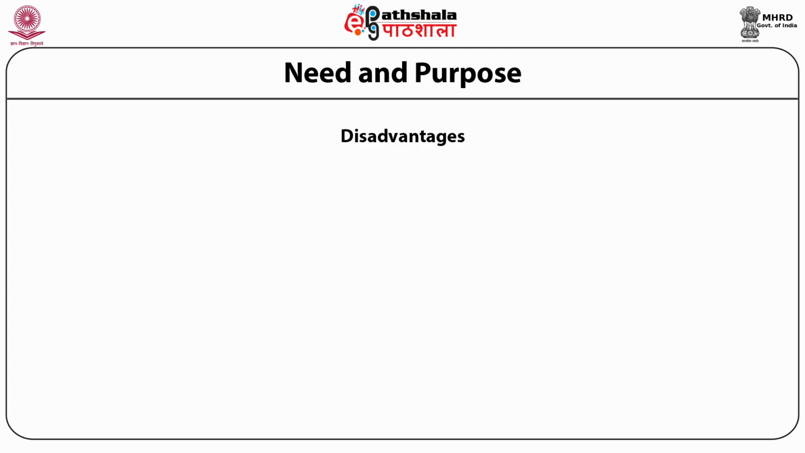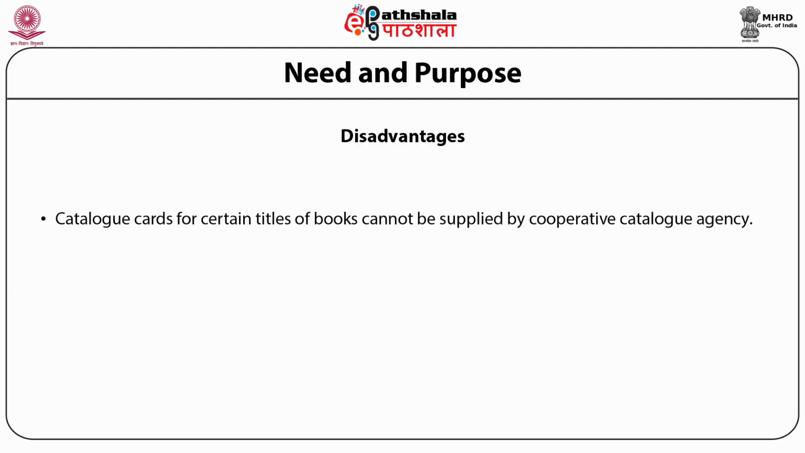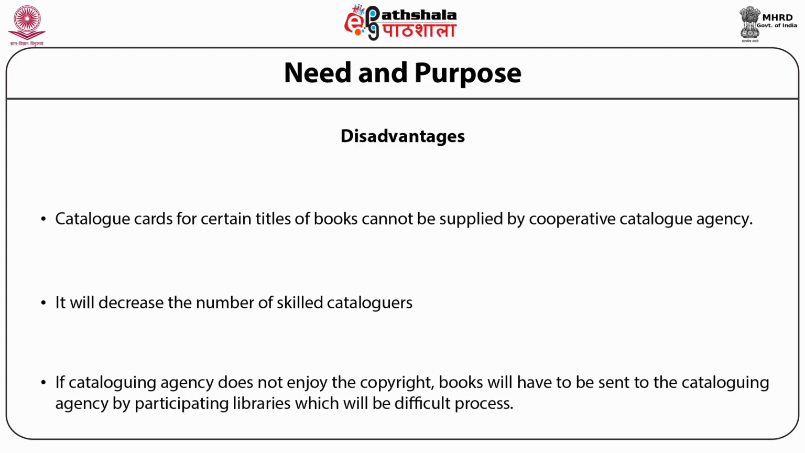Disadvantages: there are some disadvantages also. First one is catalog cards for certain titles of books cannot be supplied by the cooperative cataloging agency. Second, it will decrease the number of skilled catalogers. Third, the cataloging agency does not enjoy the copyright. Books will have to be sent to the cataloging agency by participating libraries, which will be a difficult process.